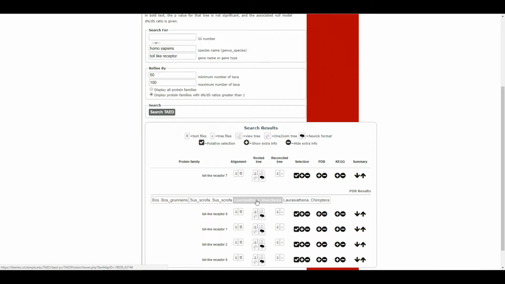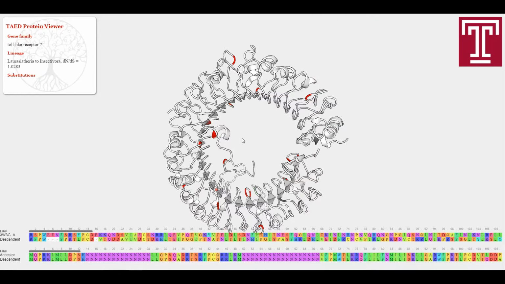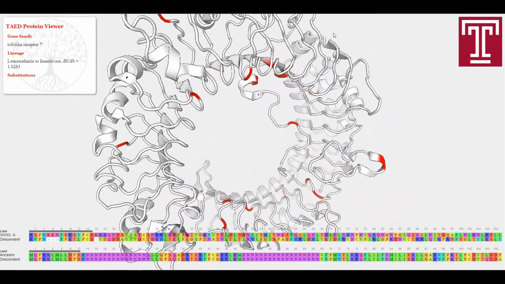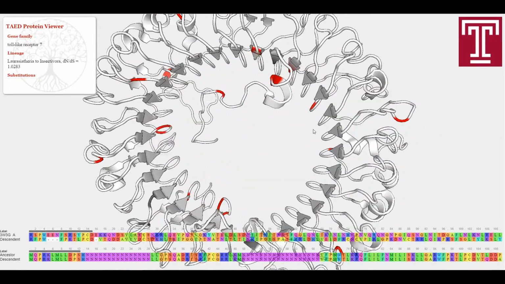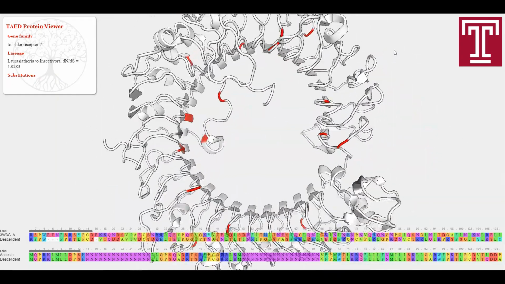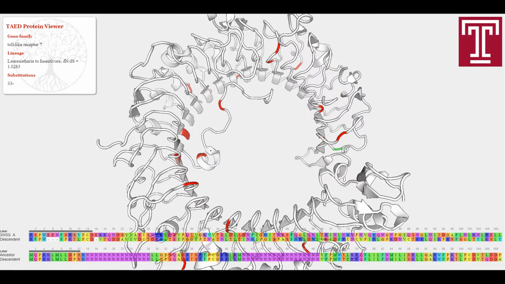When we select this link, it takes us to the TAED protein viewer. Here we can see the associated non-synonymous and synonymous substitutions mapped to a PDB entry. Positions marked in red are indicative of non-synonymous substitutions. In the top left-hand corner, we can see at position 22, there was a change from proline to alanine.